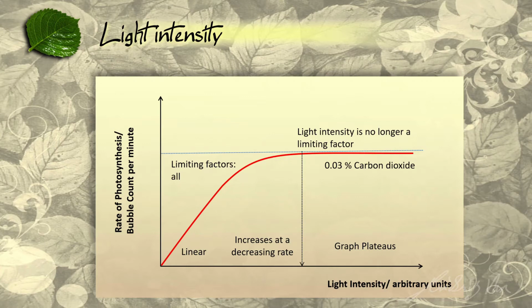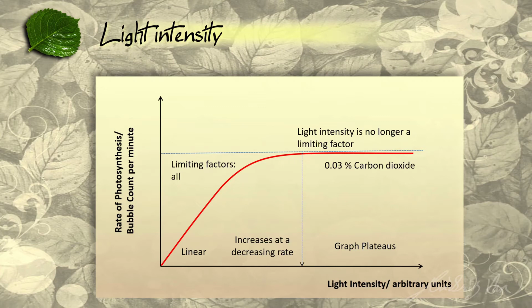This phrase is actually very important. After the plateau, the factor that is increasing, on the x-axis, is no longer a limiting factor, because when we increase light intensity, the rate of photosynthesis doesn't go up. We have to increase other factors such as carbon dioxide concentration to increase the rate of photosynthesis even further. So right here, carbon dioxide concentration is still a limiting factor, and maybe together with temperature.